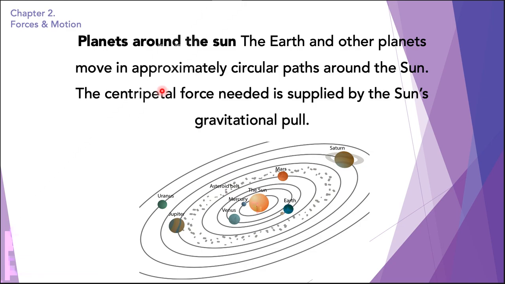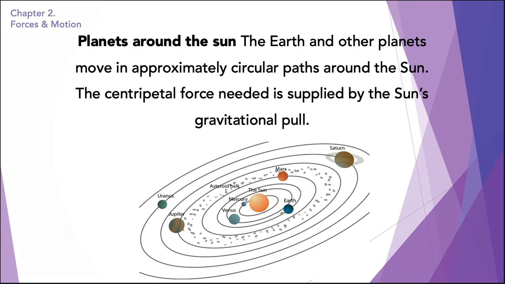The second, we have planets around the Sun. This is also an example of orbits. The Earth and other planets move in approximately circular paths around the Sun. The centripetal force needed is supplied by the Sun's gravitational pull. So as you can see, Mercury has its own orbit, Venus has its own orbit, Earth, Mars, Jupiter, Saturn, and Uranus, they also have this asteroid belt. They are all in their own orbits around the Sun, and the centripetal force is the Sun's gravitational force basically.